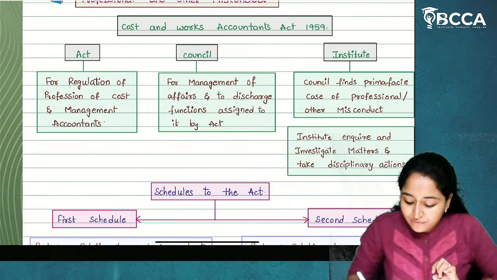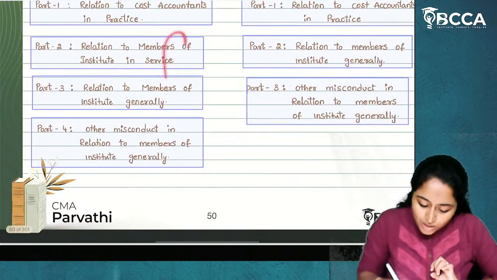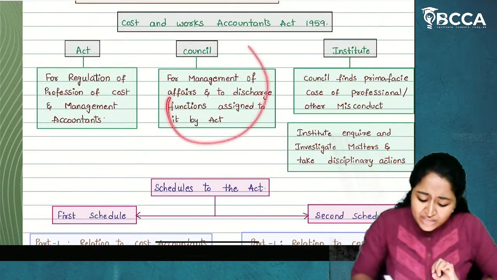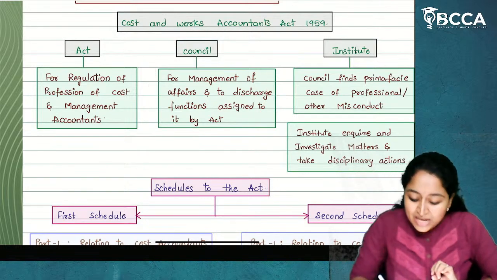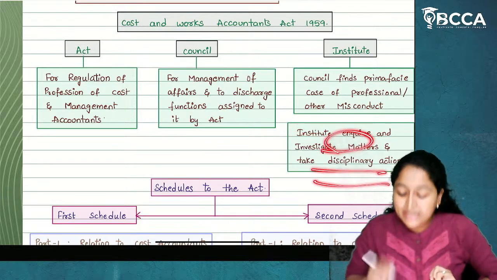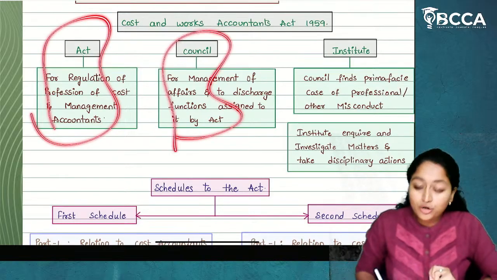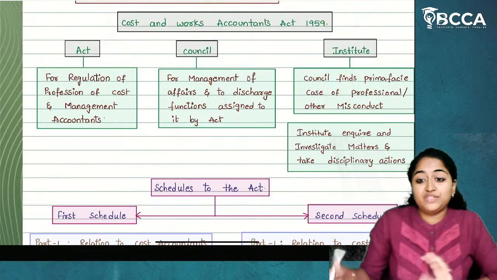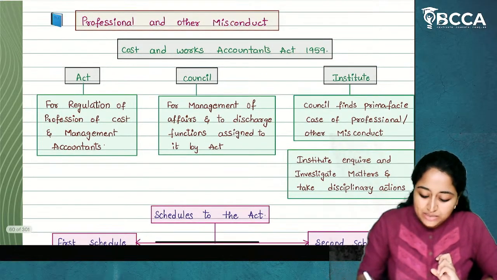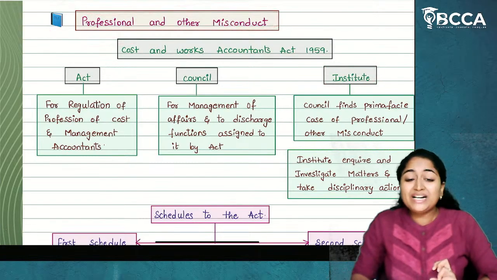If the council finds a prima facie case of professional and other misconduct, whatever points are there, everything will be found out by the council. If they come across any professional and other misconduct, they will intimate the institute. The institute will inquire, investigate the matters and take disciplinary action. So, if you say this is the act, this is the court, and this is the police officer or investigative officer, if they come across anything, they will intimate the institute and the institute will do the inquiry. So, this is the introduction to professional and other misconduct.